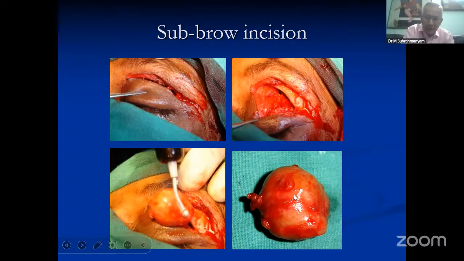A subbrow incision. When the tumor is small for the lacrimal gland, we can do it with a subbrow incision or a superior lid crease incision. If it is big, and if you are suspecting it to be malignant, then only we will be doing the lateral orbitotomy.